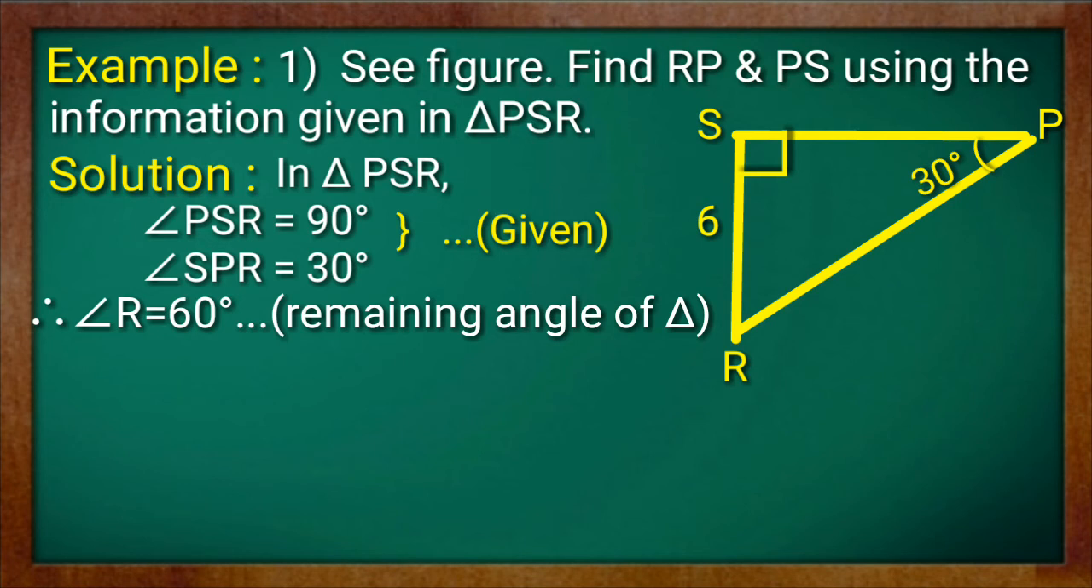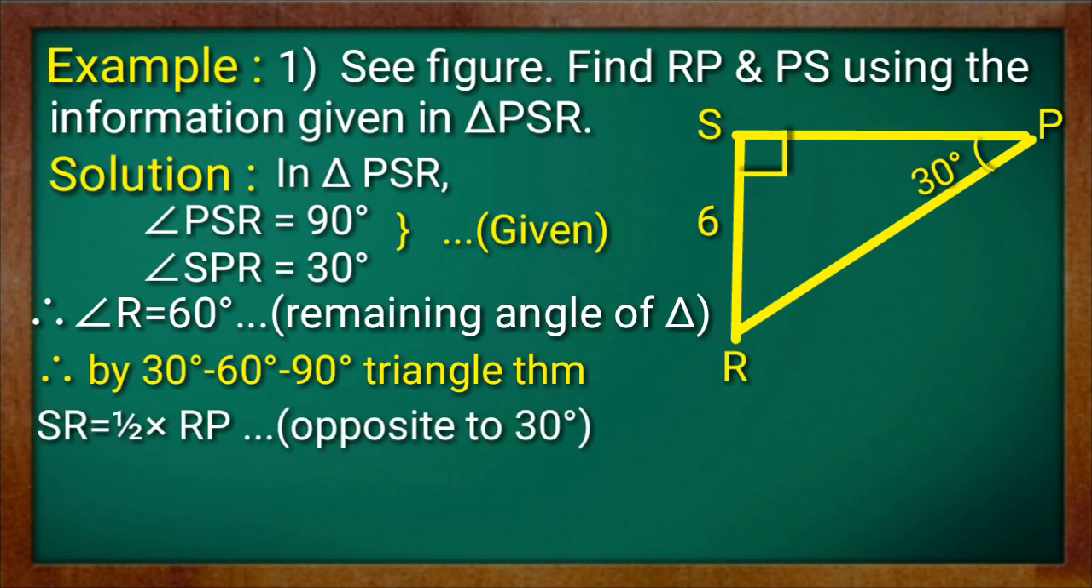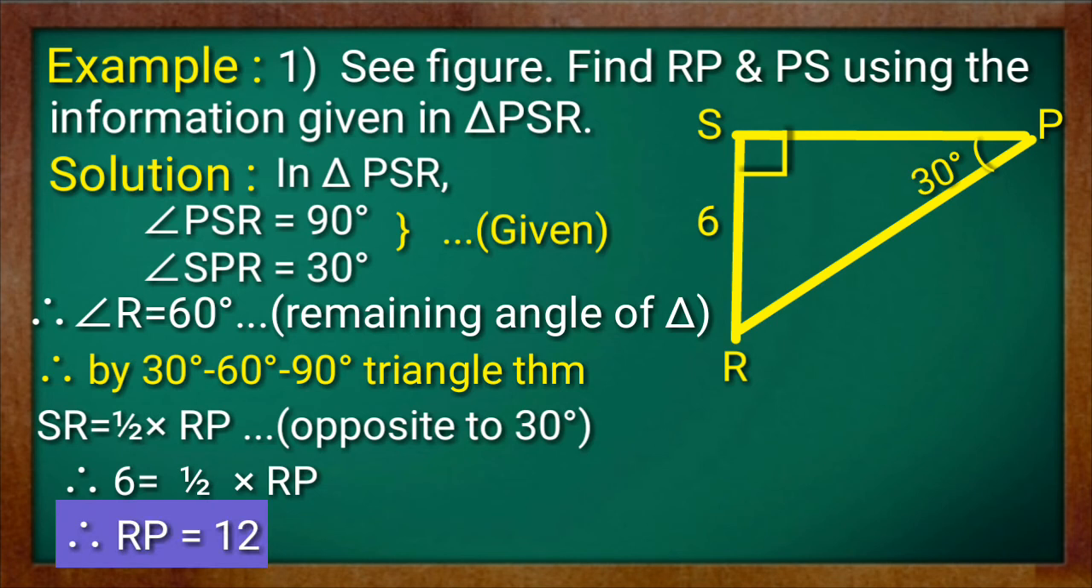Therefore, by 30 degree, 60 degree, 90 degree triangle theorem, side opposite to 30 degree is half the hypotenuse. Here side opposite to 30 degree is SR and hypotenuse is RP. That means SR equal to 1/2 into RP. Putting the values, 6 equal to 1/2 into RP, by multiplying 2. Therefore, RP equal to 12.